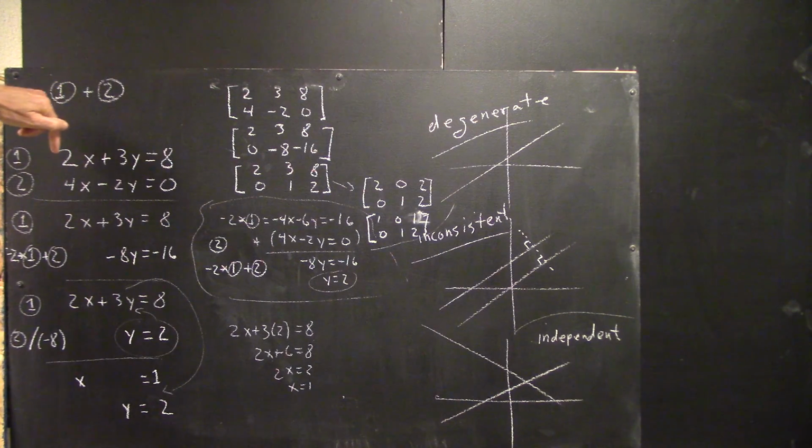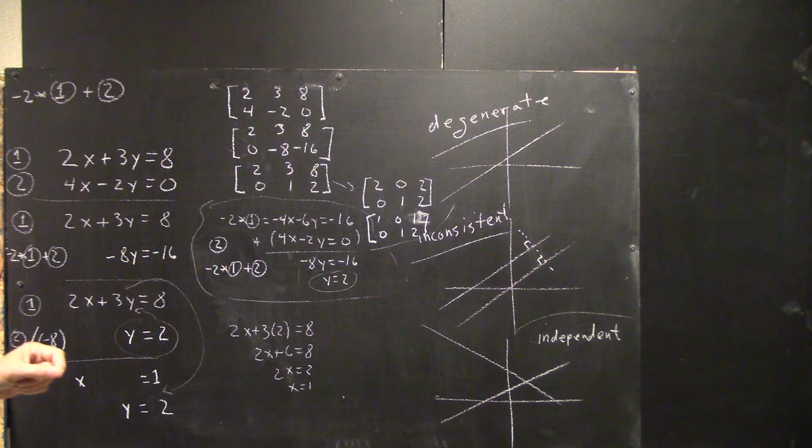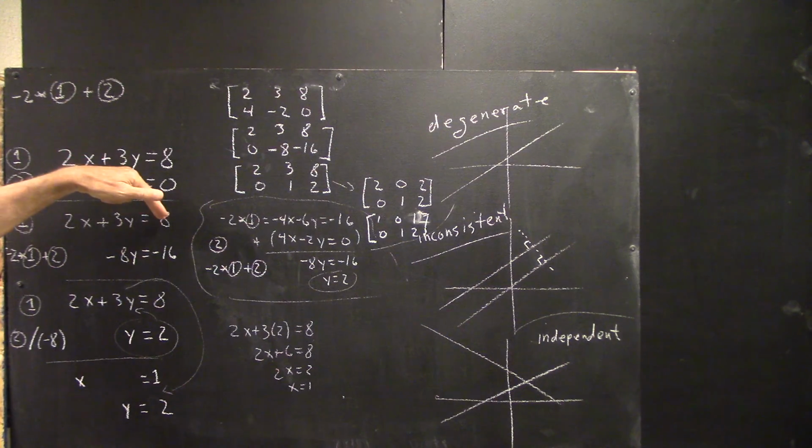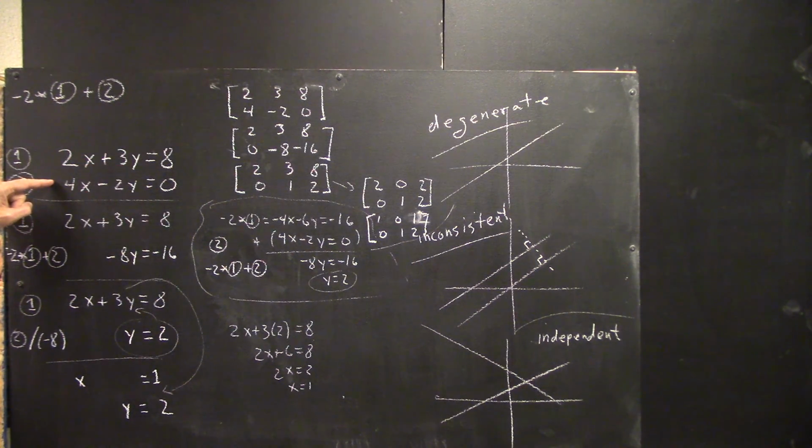But what we do for elimination is we eliminate one variable or another, and the way we're going to do that is we're going to keep the first equation as it is. But the second equation is going to be changed. If we add -2 times the first equation to the second equation, we're going to get an equation where x is no longer present.